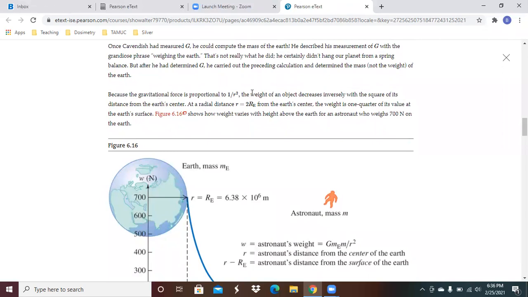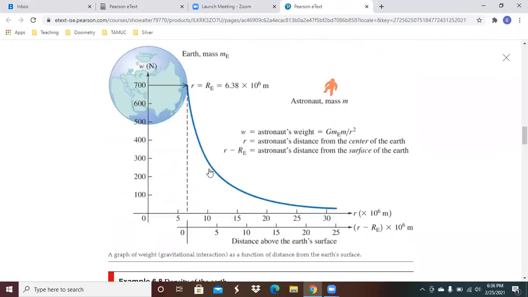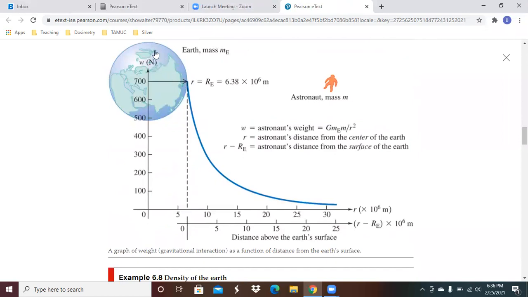So the gravitational force is going to be proportional to 1 over r squared, and the weight of an object decreases inversely with the square of its distance from the center. If you follow this particular chart here, you've got the Earth represented here. You have a certain radius of the Earth out here, and this is a certain distance above the Earth's surface.